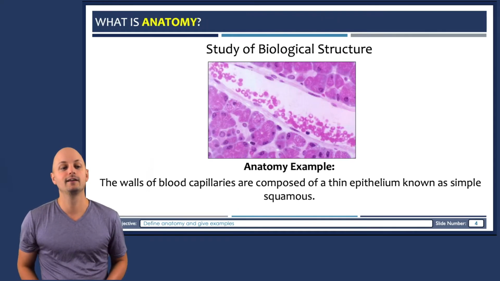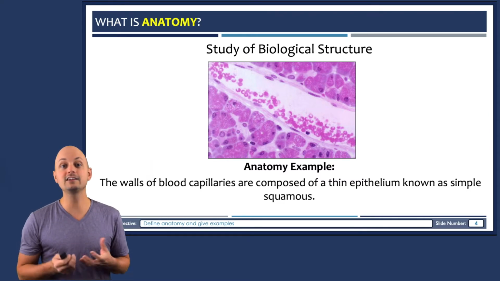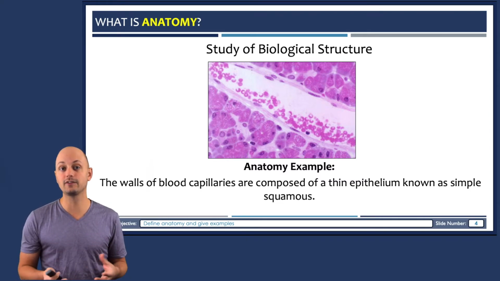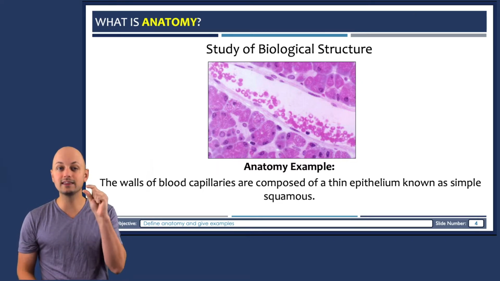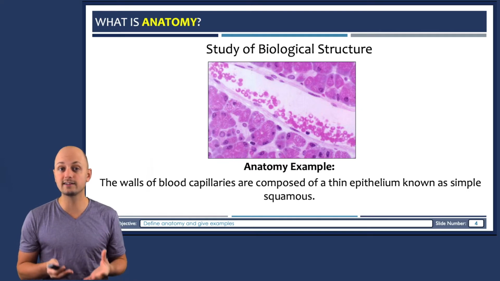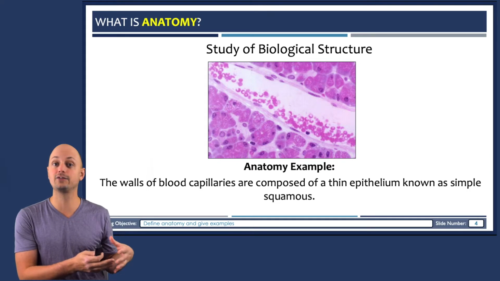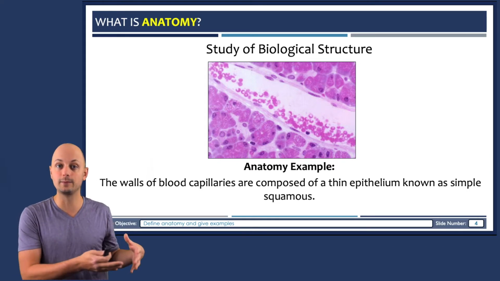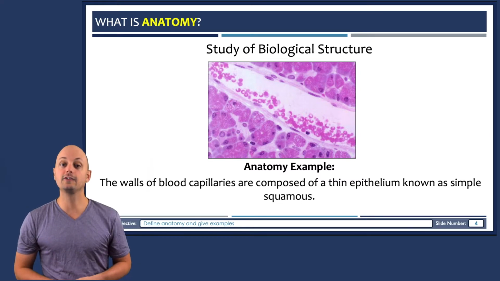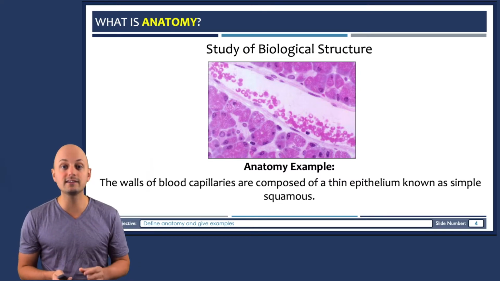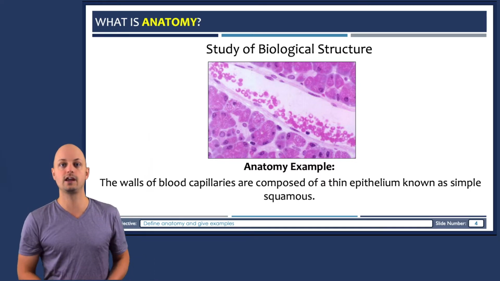So let's dig in. Anatomy is the study of biological structure. So for example, in this picture, we're looking at the tiniest blood vessel inside of your body, known as a capillary. The walls of this extremely thin tube are made from a specialized type of cell called endothelium. A little bit later in the course, we'll actually classify this even further as a simple squamous tissue, which will tell us that it's very thin and very flat. If you look closely, you can even see the red blood cells inside of this capillary, which you might notice have their own unique shape.